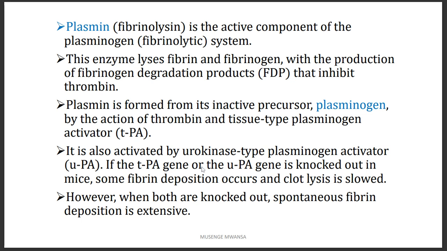So if the TPA gene and UPA gene are knocked out in mice, some fibrin deposition occurs and clot lysis is slowed. Meaning, if you don't have TPA and you don't have UPA, these clots will not be able to be broken. So you are going to have the formation of clots, and these clots are going to be formed and formed like that. And that is a bad sign.